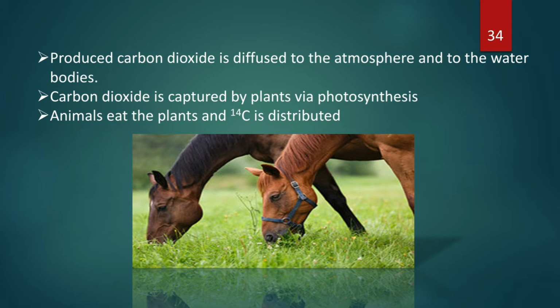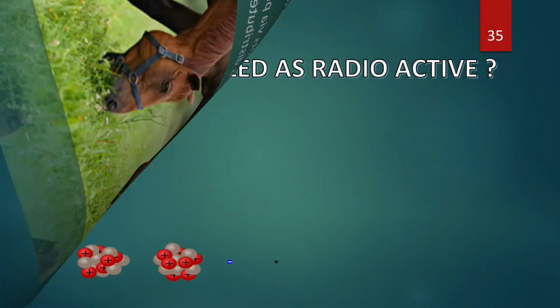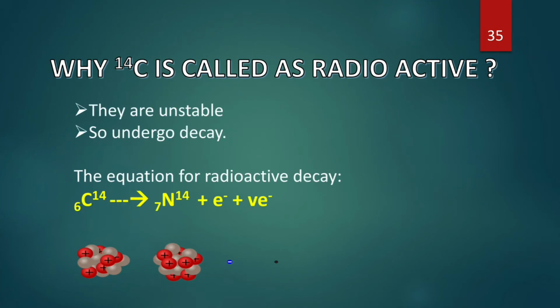And the produced carbon dioxide is then diffused to the lower atmosphere and to the water bodies. The carbon dioxide is captured by the plants naturally, as we all know, through photosynthesis, and animals get it through their diet, and thereby carbon 14 is distributed all over the entire biosphere. We come across that carbon 14 is called a radioactive isotope.